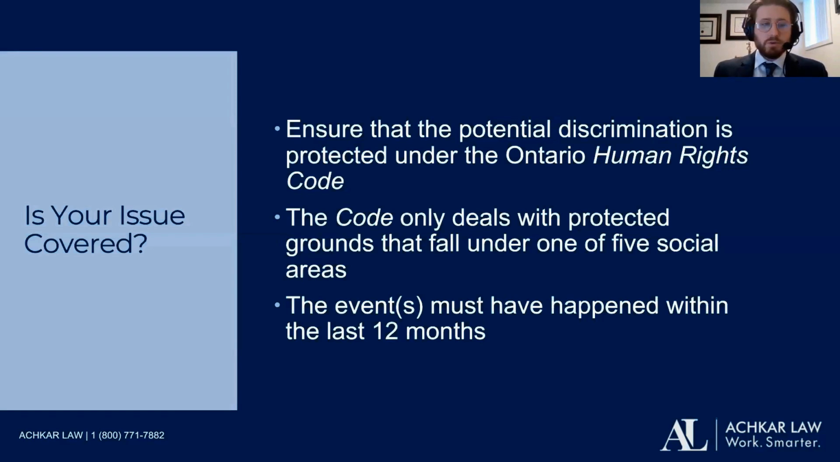Those social areas include accommodation, contracts, the forming and drafting of contracts, employment, goods and services, such as going out to a mall and shopping, as well as membership in unions, trades, and professional organizations. So under the Human Rights Code, it protects you from discrimination in those 5 social scenarios. If you face discrimination outside of those, there are other means and legislation for you to seek a remedy. But for the Ontario Human Rights Code, these are the 5. This is the laundry list of discrimination you must be protected from.